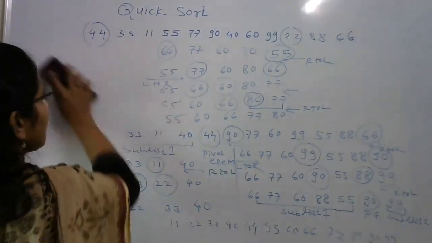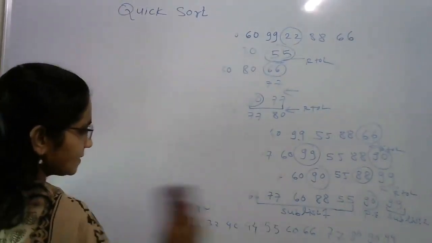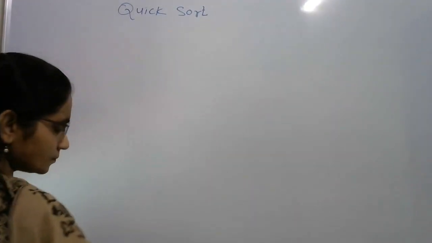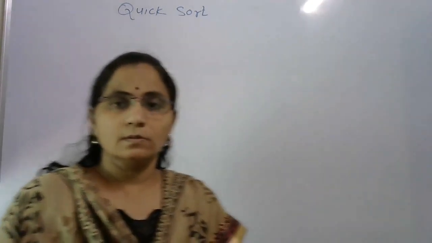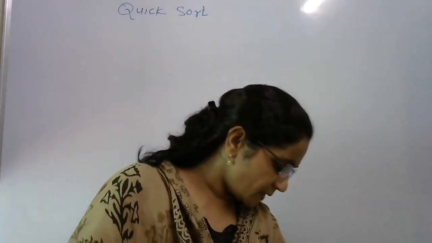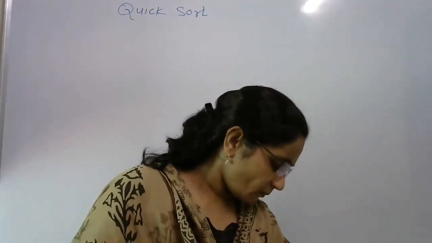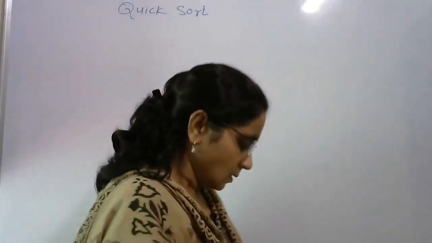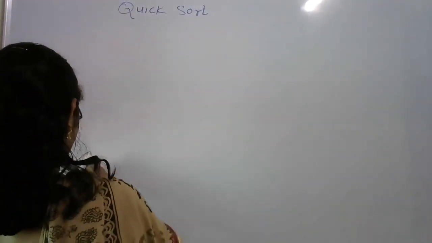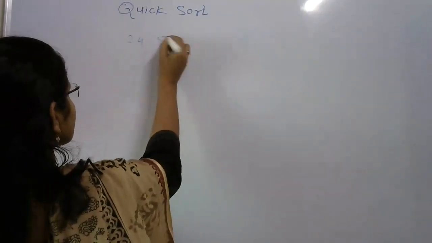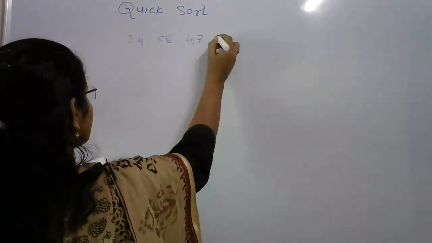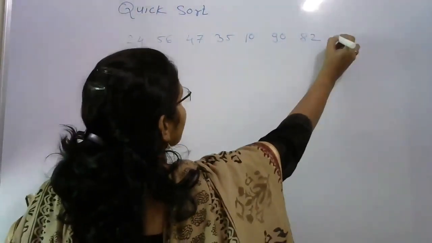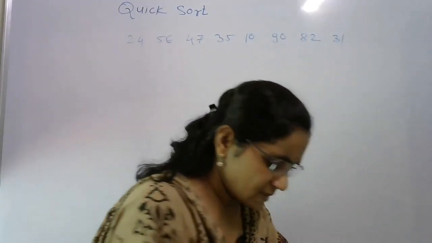Now again we see another example, a small example. Another example, yes. Second example is 24, 56, 47, 35, 10, 90, 82, and then 31. Okay, this is the second example.